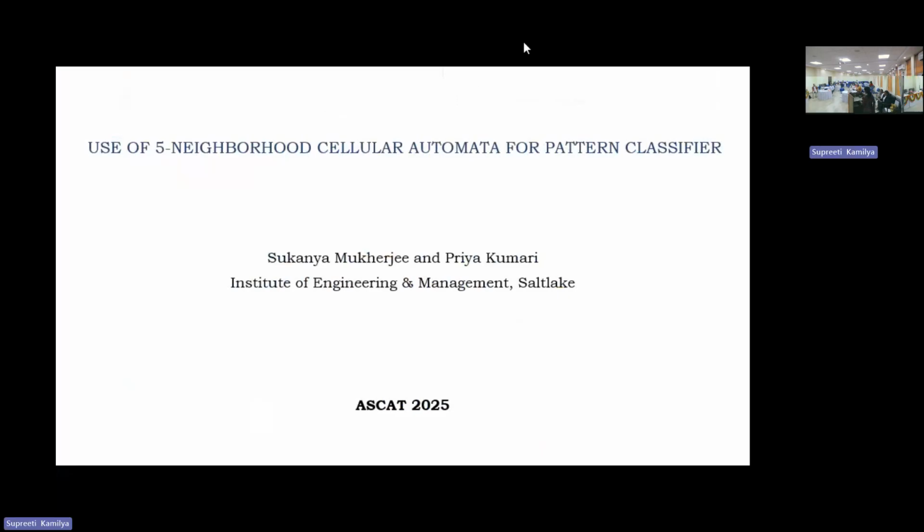Good evening, everyone. My today's talk is on use of five neighborhood cellular automata for pattern classification. Myself, Sukanya Mukherjee, and my co-author is Priya Kumari, who is a student of Institute of Engineering and Management, Kolkata. And this is the contribution from our Indian Summer School 2024.